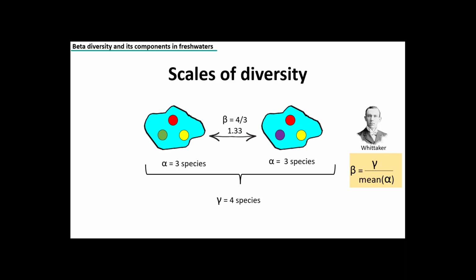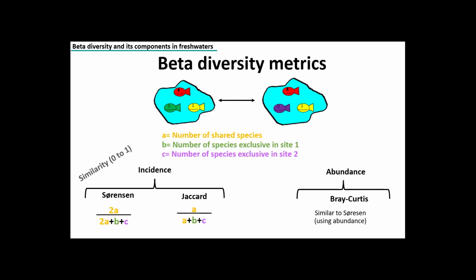Well, the gamma diversity is 4 species, and the mean alpha diversity is 3 species. So, beta diversity is 1.333. If the two communities are completely similar, the value should be 1. And the higher the value, the higher the beta diversity. This is the oldest metric of beta diversity. But today, we have many ways to measure beta diversity.